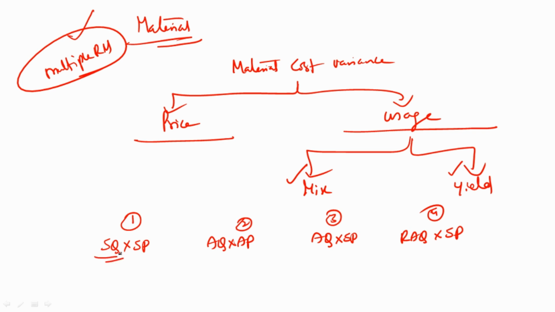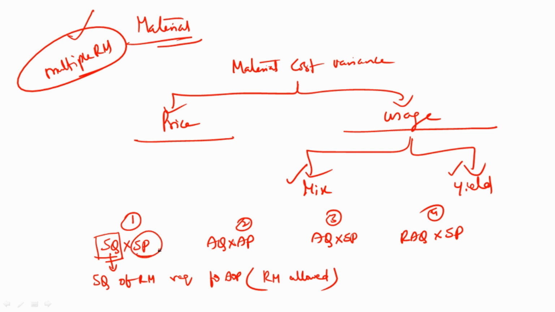Let's start with SQ. SQ means standard quantity of raw material required for actual output. In other words, SQ is nothing but raw material allowed. In case you have any doubt, please watch the first part of this video, the first part of standard costing. You'll get a better idea. SP is nothing but standard price per unit of raw material.